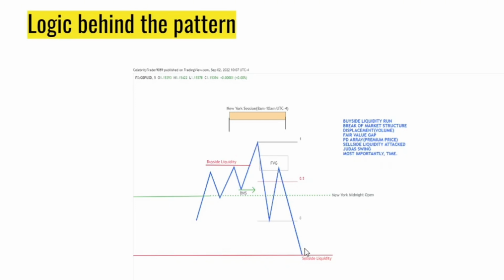Now why this helps you in having a high probability trade is, if you are selling, you want to be selling above the New York midnight open. You want to sell above that when the market is currently in a manipulation phase. You want to sell above that price, the New York midnight open. Go into your chart and understand this concept that I'm teaching you. You'll be blown away at how price delivers exactly to what you're seeing here.